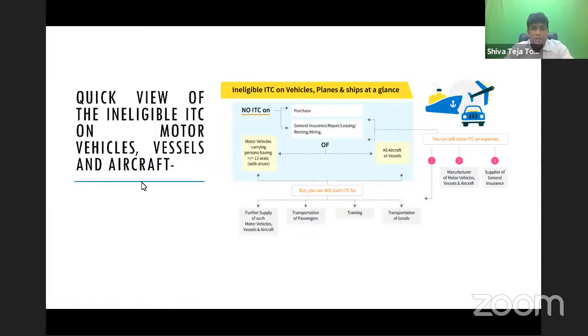See the simple point for motor vehicles, where the capacity is up to 13 with the driver, credit is not allowed. But if it is more than 13, credit is definitely allowed. But below you can see one point, credit is still allowed in case of further supply, or if you are in the business of transporting passengers, like you are Ola, Uber, or Orange Travels or any travels company, you can still take credit. Then training, it is something like a driving school, then also credit is allowed. And if you're using for transportation of goods, then also credit is allowed, my dear friends. Done.